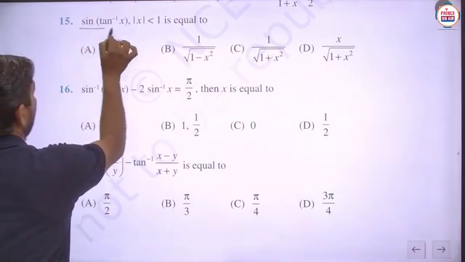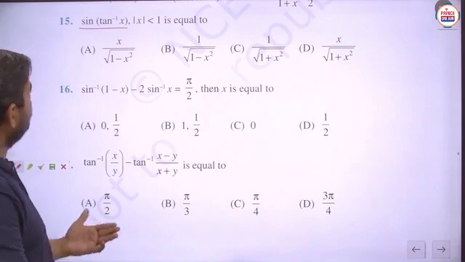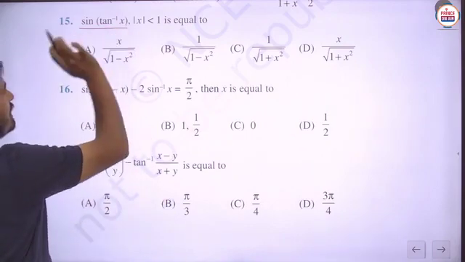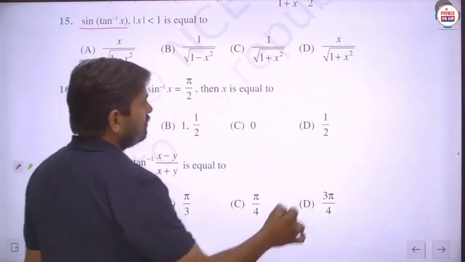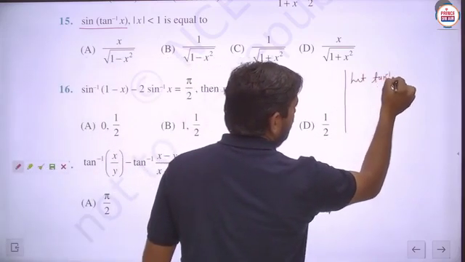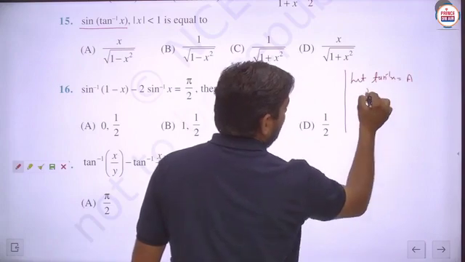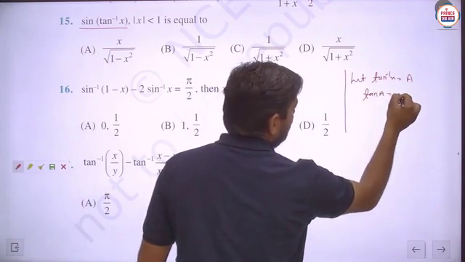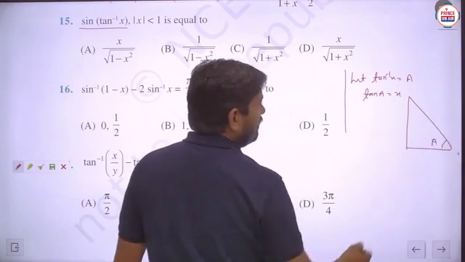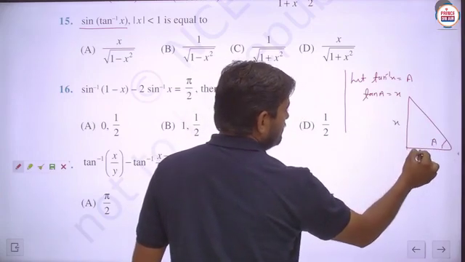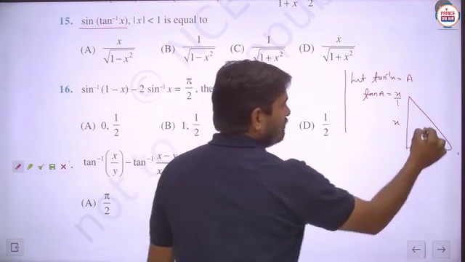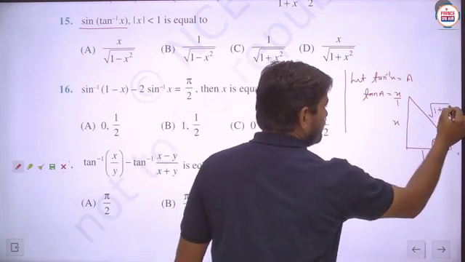So sine of tan inverse x equals... definitely this tan inverse x has to be converted into sine inverse. Is it clear? So let tan inverse of x equal a, then tan a is what? Tan a is x. So definitely you can use the right angle triangle. This is x, this is 1, you can say this is taken as x upon 1. So finally the hypotenuse should be taken as root of 1 plus x square.